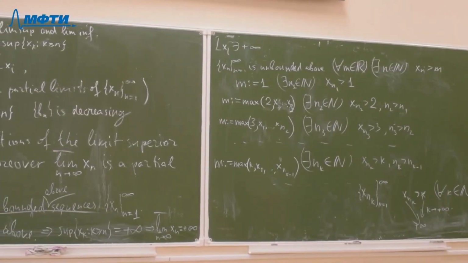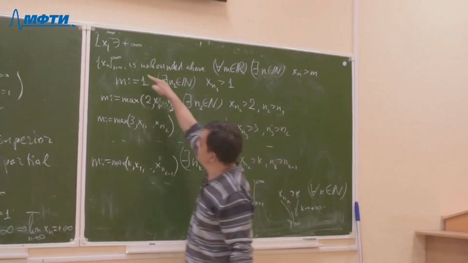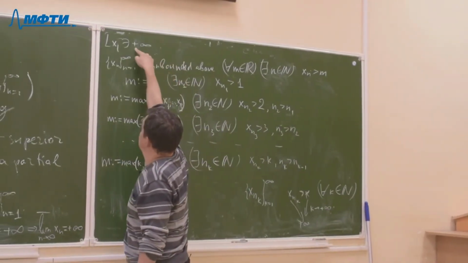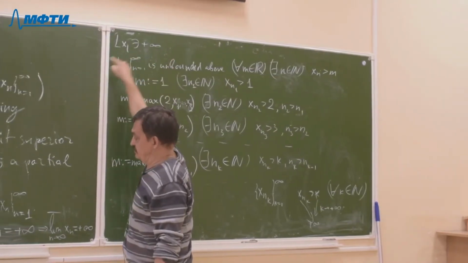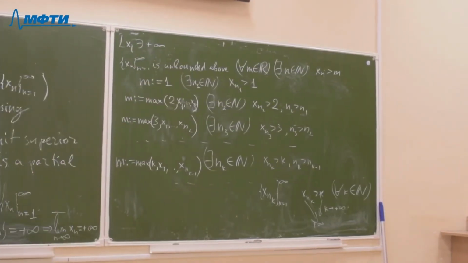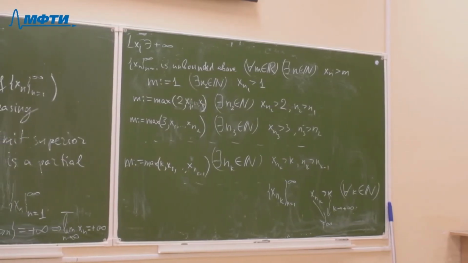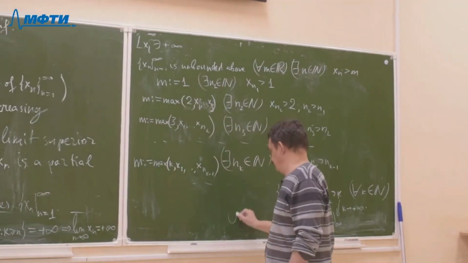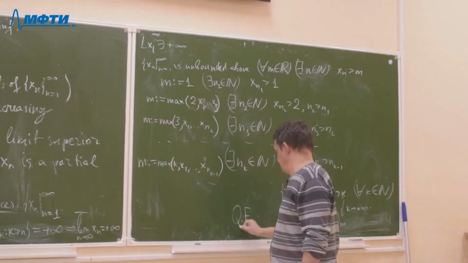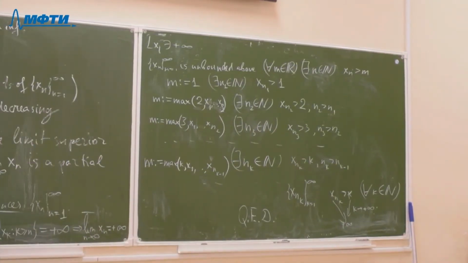And it means that we constructed a subsequence which has the limit plus infinity, hence plus infinity belongs to our set. And that's all for our theorem, even for the last case of unbounded above. So the proof is finished. Okay.